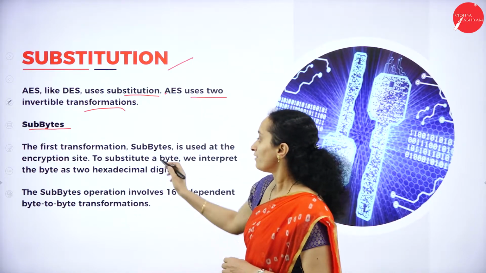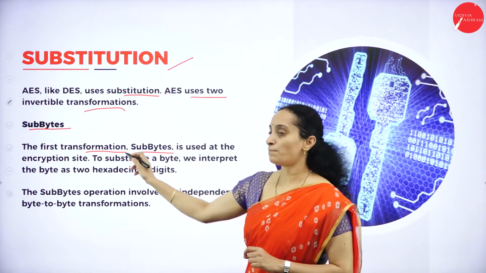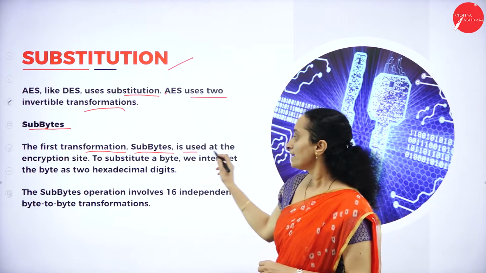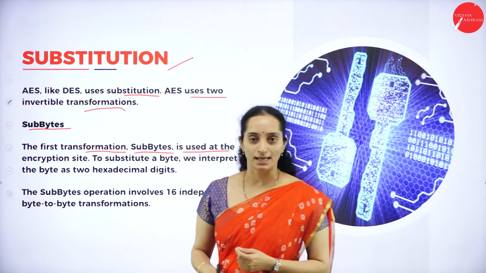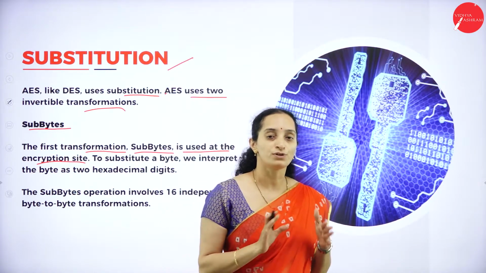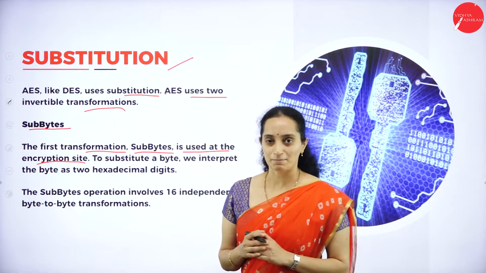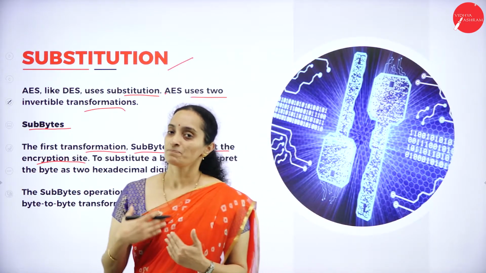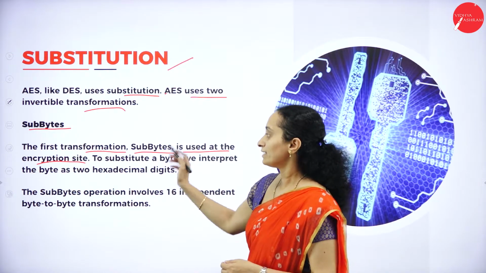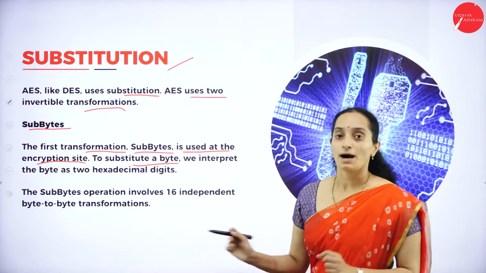All right, the first transformation step is called sub bytes. Getting the sub bytes from the normal message is used at the encryption side. This is all about how to encrypt it. As we know, if we know the procedure of encryption, you can easily decrypt it, because decryption is exactly the inverse of the encryption, isn't it?